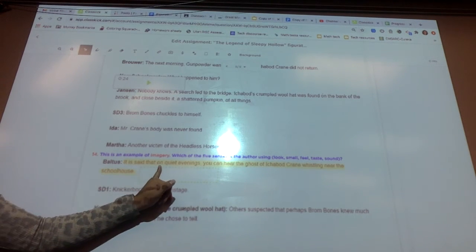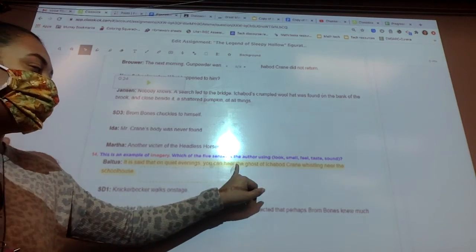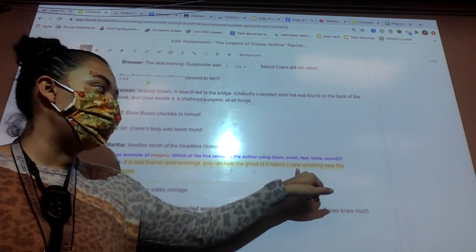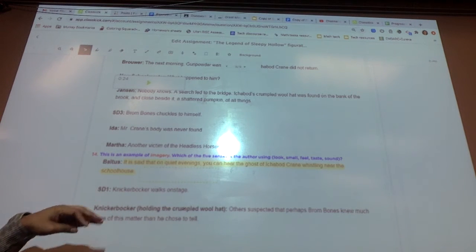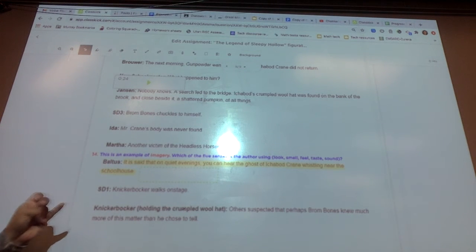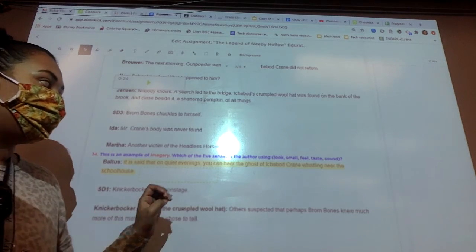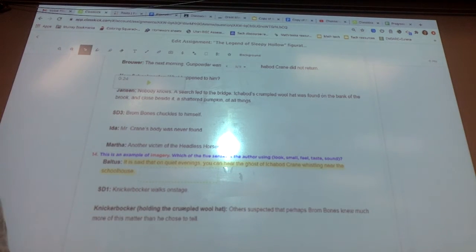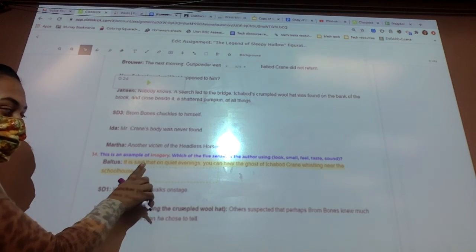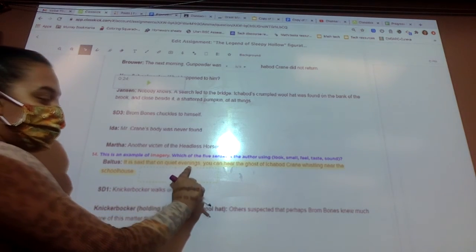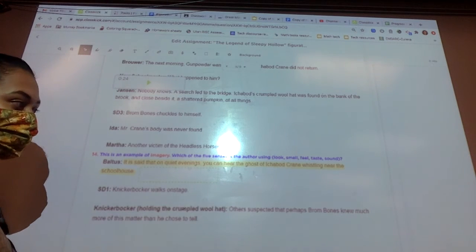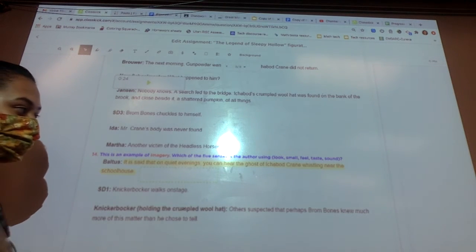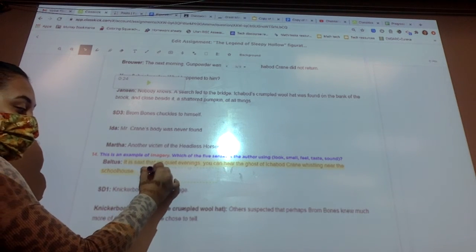It is said that on quiet evenings you can hear the ghost of Ichabod Crane whistling near the schoolhouse. This is an example of imagery. Which of the 5 senses is the author using? Look, smell, feel, taste, or sound? Sound. It is said that on quiet evenings you can hear the ghost of Ichabod Crane whistling near the schoolhouse. Sound, I would say one more.